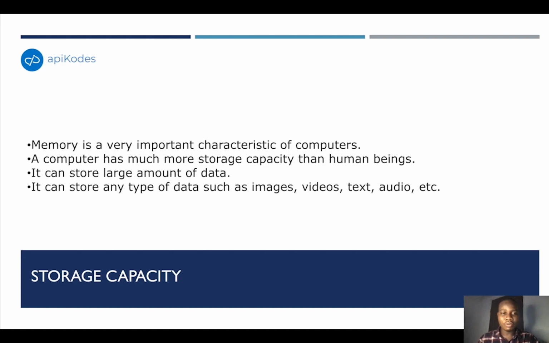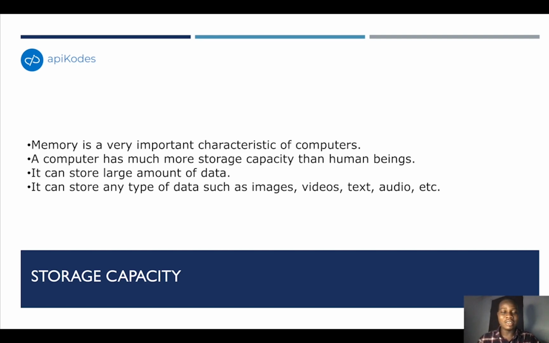So when it comes to storage capacity, this is another advantage that computers have: very large storage. They can save images, text, video, audio. You can save JSON, you can save arrays, you can save strings, you can save different formats, different types of data, and a very large amount of data in terabytes or what have you.